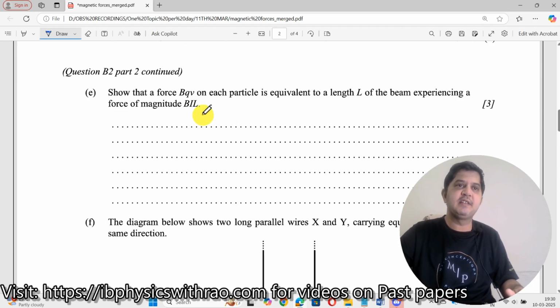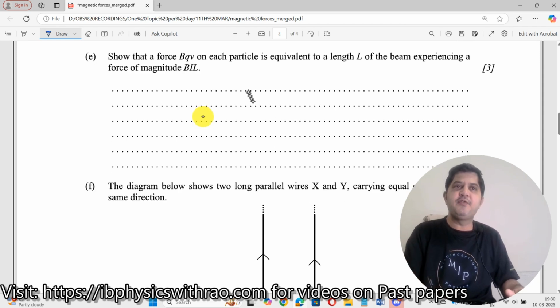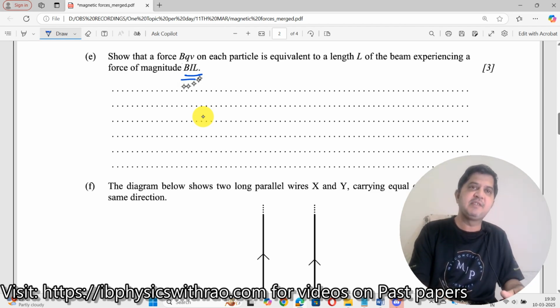Okay, next. Show that a force BQV on each particle is equivalent to a length L of the beam experiencing a force of magnitude BIL. So we need to show the total force acting on it is equal to BIL. Where have you learned this BQV and BIL? You already learned this: this is the magnetic force acting on a charged particle, and this is the force because of the current flowing through a wire. Now how do we show this?